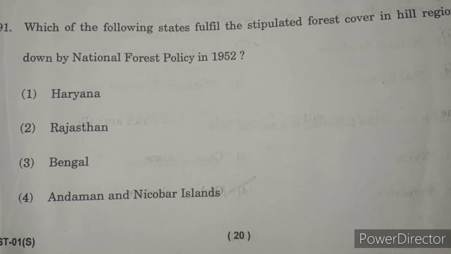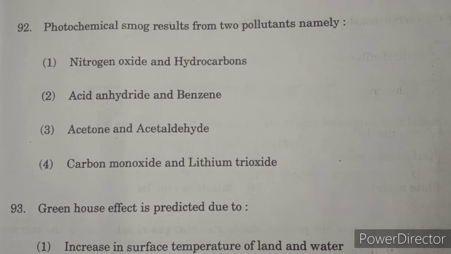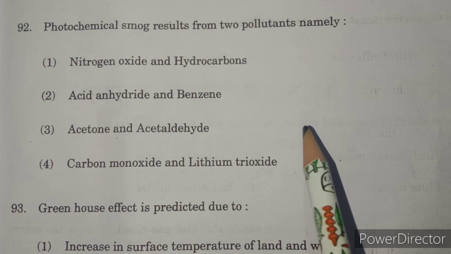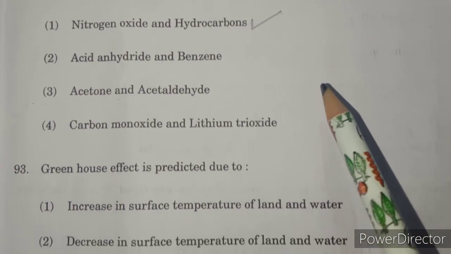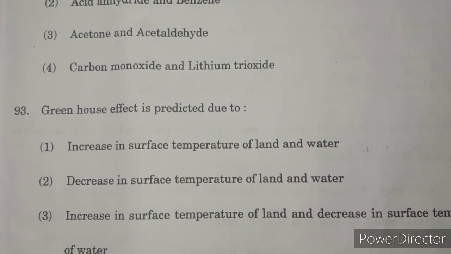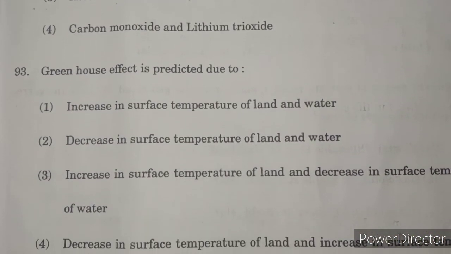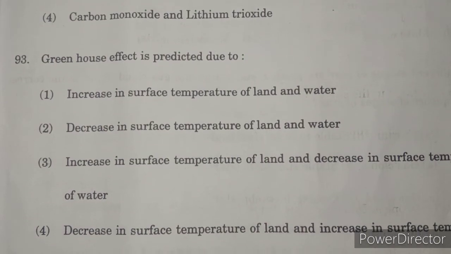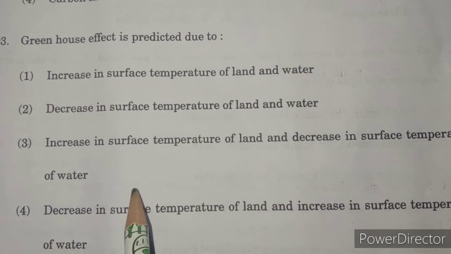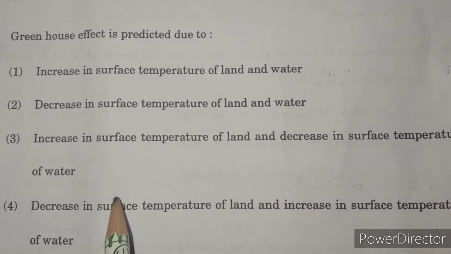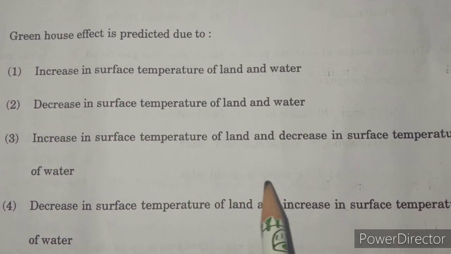Next question, photochemical smog results from two pollutants, namely? Answer is first, nitrogen oxide and hydrocarbons. Next question, greenhouse effect is predicted due to? First is answer, increase in surface temperature of land and decrease in surface temperature of water.